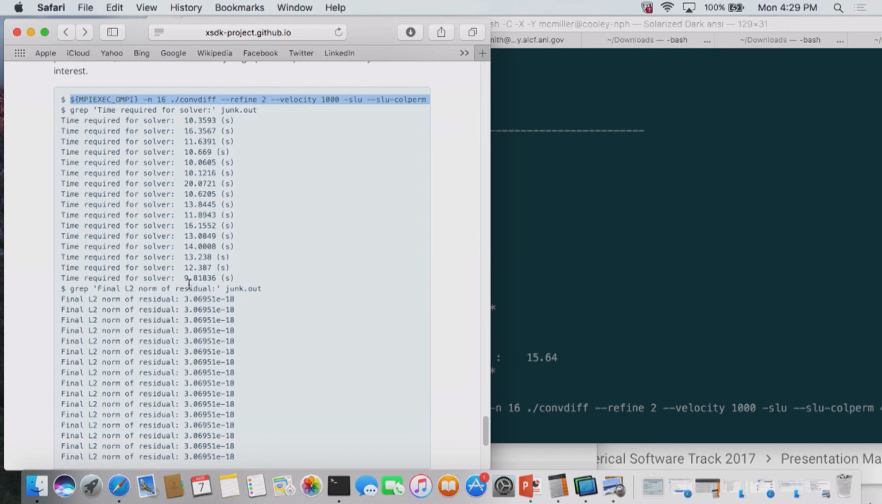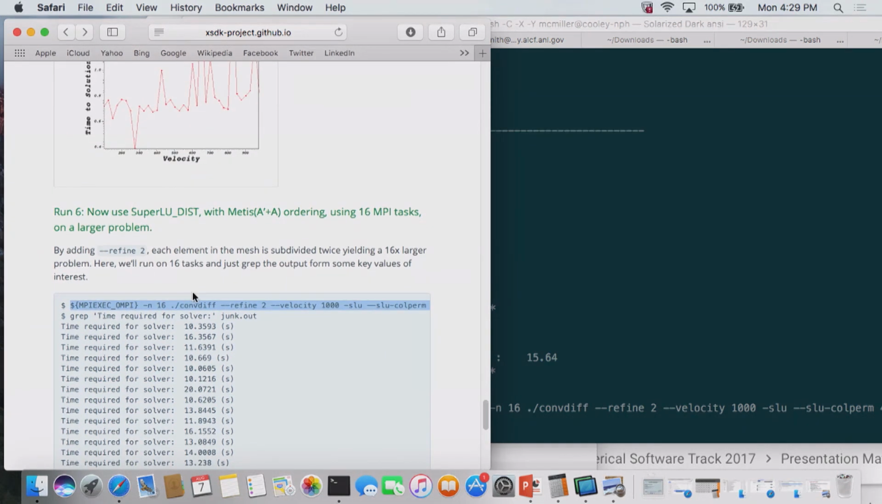And just to comment, we did increase the problem size. This refine basically increases the problem size by a factor of 16, and then we ran it on 16 processors. So the dimension of the matrix increased by 16. But as I mentioned, the operation count is usually n squared. So the number of operations, the flop count, is roughly 256 times more.